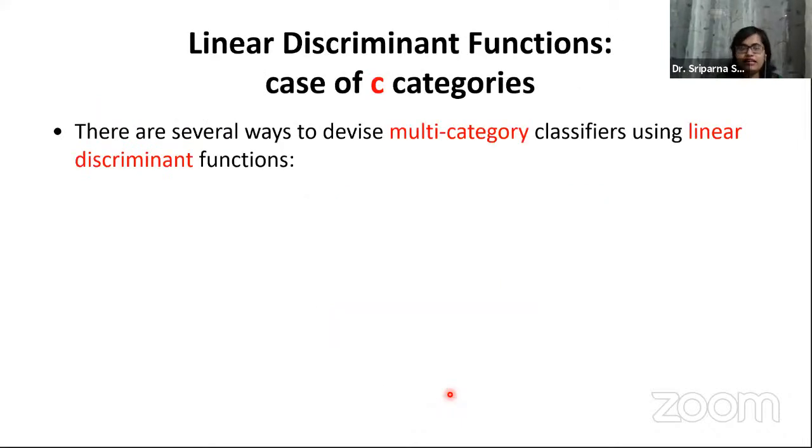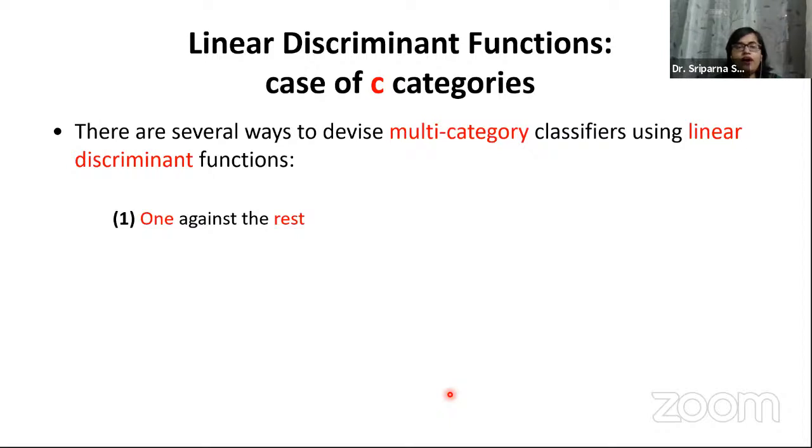So earlier we have talked about two class of data. Now we are going to extend that to the case of C category. There are several ways to devise multi-category classifiers using linear discriminant function. So how can you do that? There are two ways of doing the multi-classification.